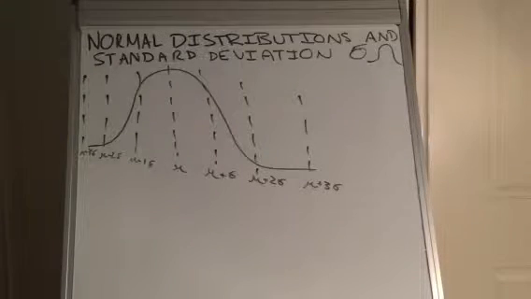Okay, hello everyone. Today we're going to be looking at normal distributions and standard deviation. So standard deviation is a measure of spread. You could also look at variance as being another measure of spread. We won't be looking at how to calculate standard deviation today. However, we'll be looking at how we can use standard deviations in order to find out some information about the population or the spread of data.